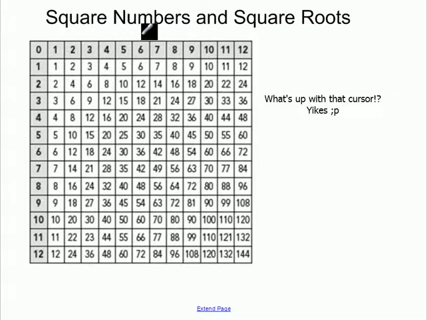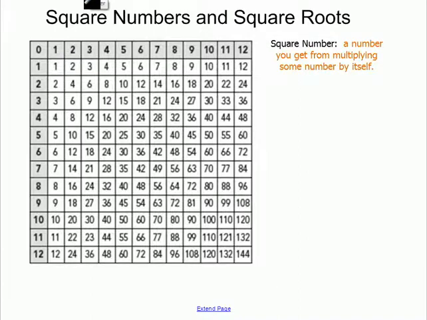Basically, a square number is any number you get when you multiply something by itself. So for example, if I take 1 and multiply it by 1, the answer is 1. So the first square number is the number 1, because 1 times 1 is 1. And remember, squaring a number means multiply a number by itself. So if I square the number 2, 2 times 2, that's 4.